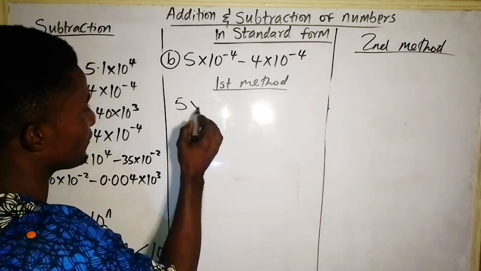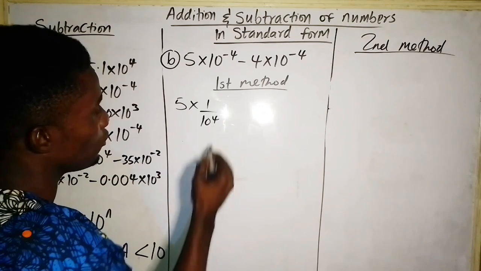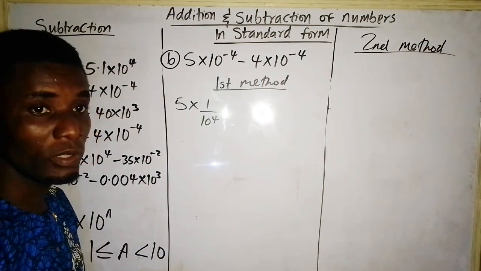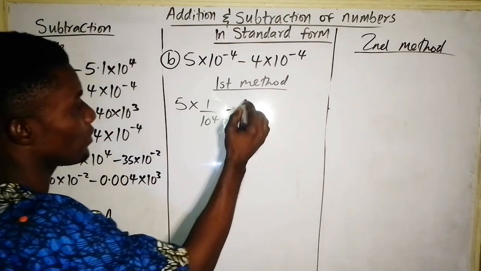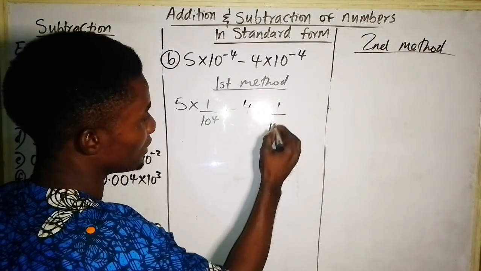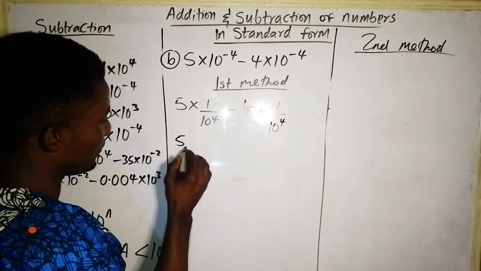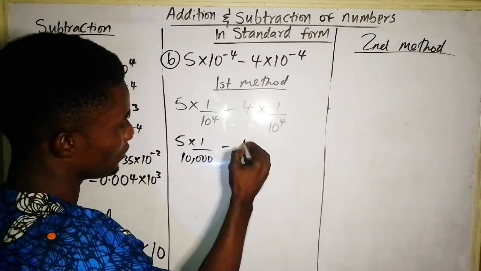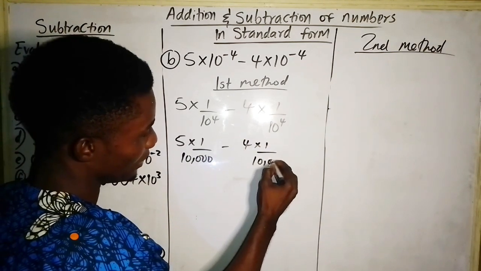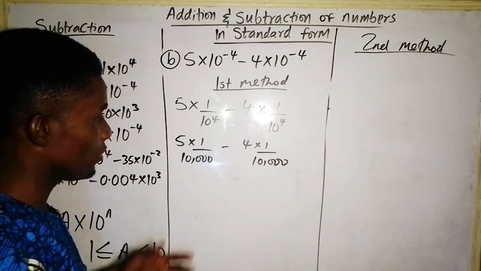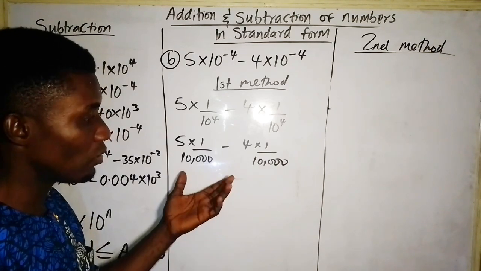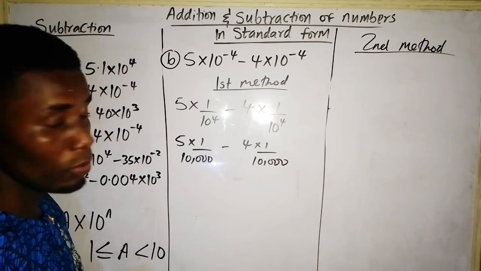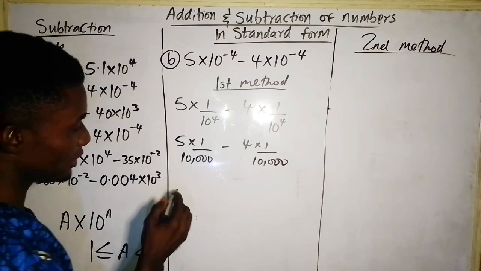So we have 5 times 1 over 10 raised to power 4. You can express 10 raised to power minus 4 as 1 over 10 raised to power 4. You recall your indices rule. So we have minus 4 times 1 over 10 raised to power 4. So 5 times 1 over 10 raised to power 4 is 1 over 10,000, minus 4 times 1 over another 10,000. So this has changed to a fraction. In this case, we can solve by finding the LCM of this subtraction of fractions, or we change our numbers to ordinary numbers completely, then we can evaluate.